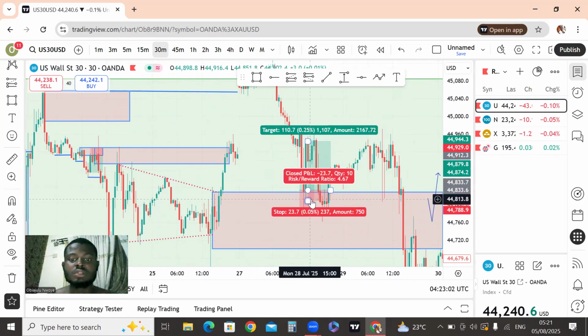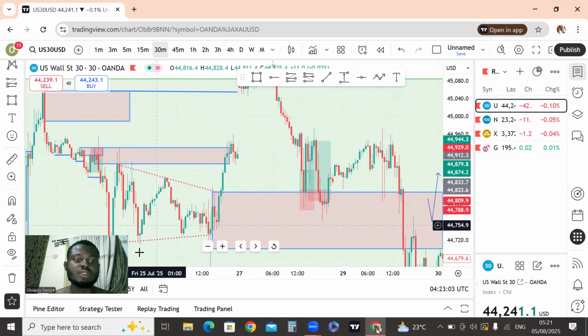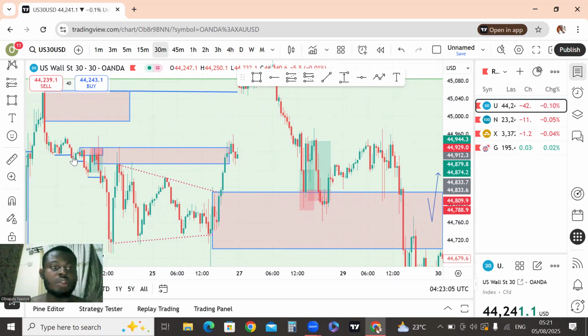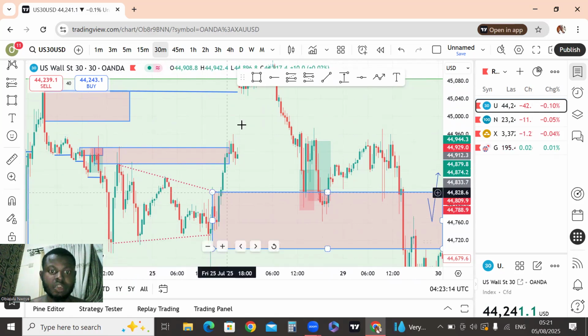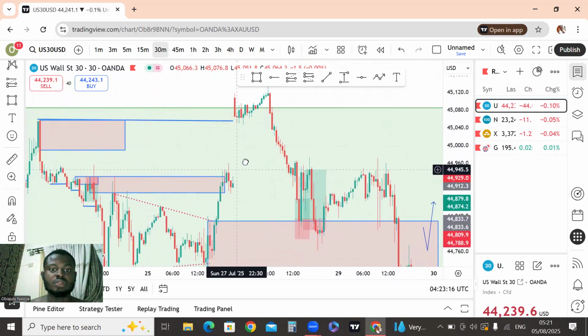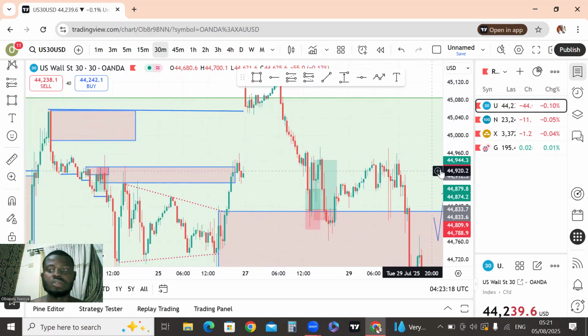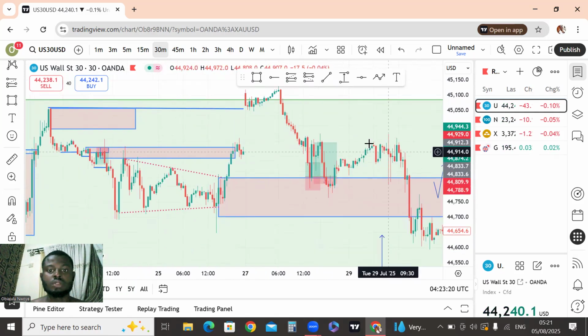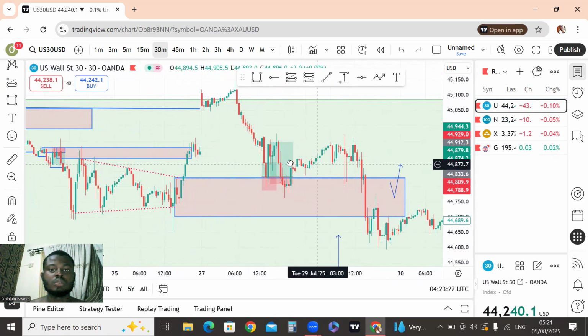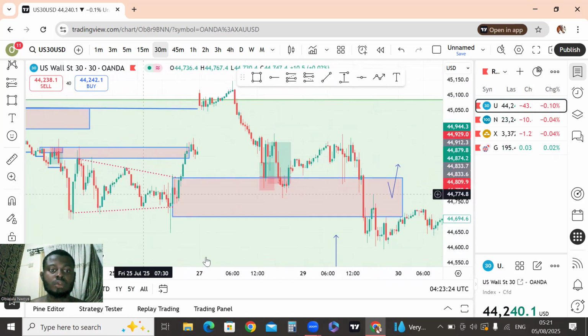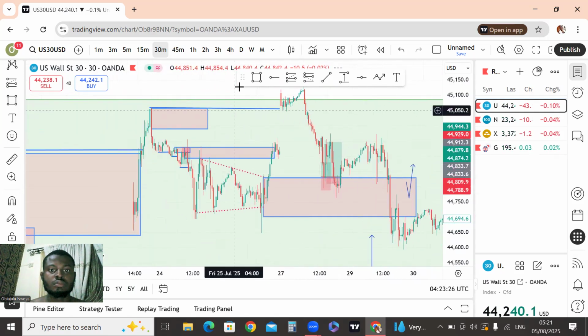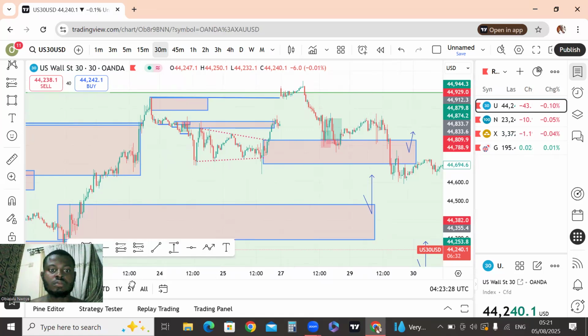So guys, you can see this trade, yeah? Let me shift this a bit. You can see we had a lower low, lower high, lower low, lower high, a lower low here, lower high. Then you had a break of structure. So this is the break of structure here.